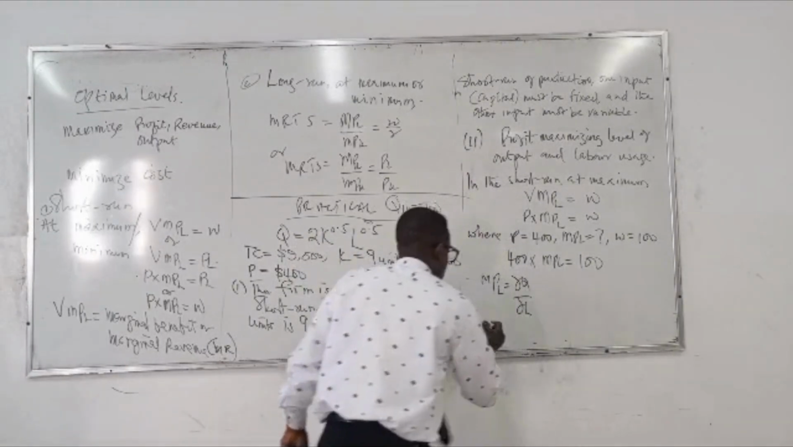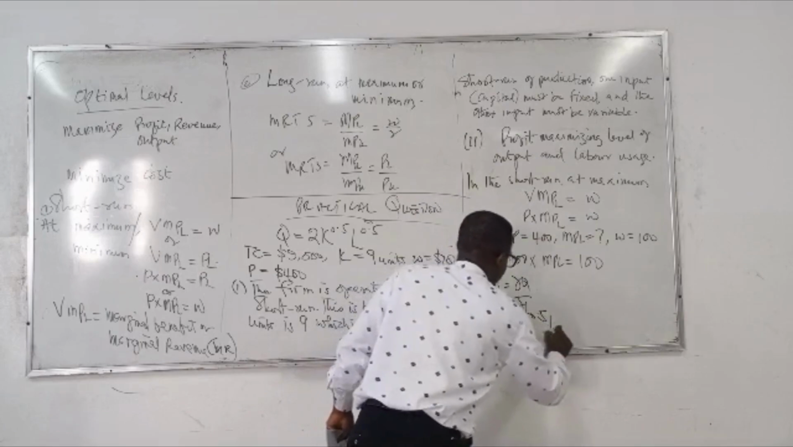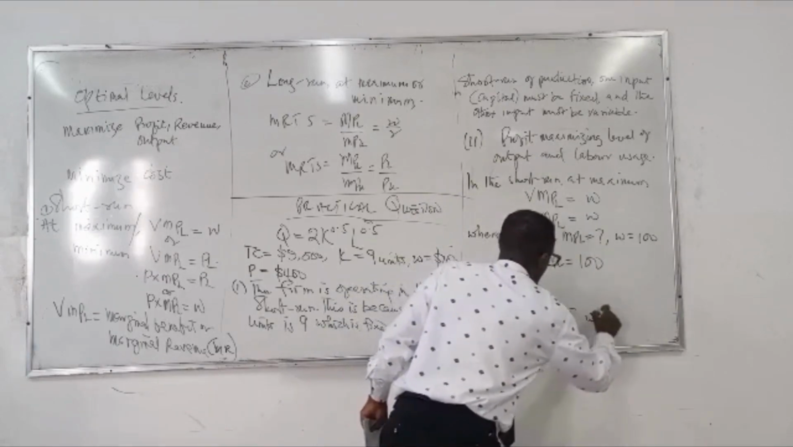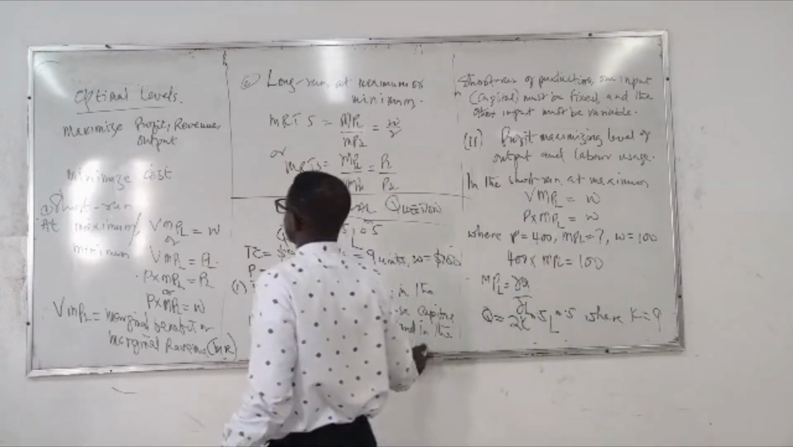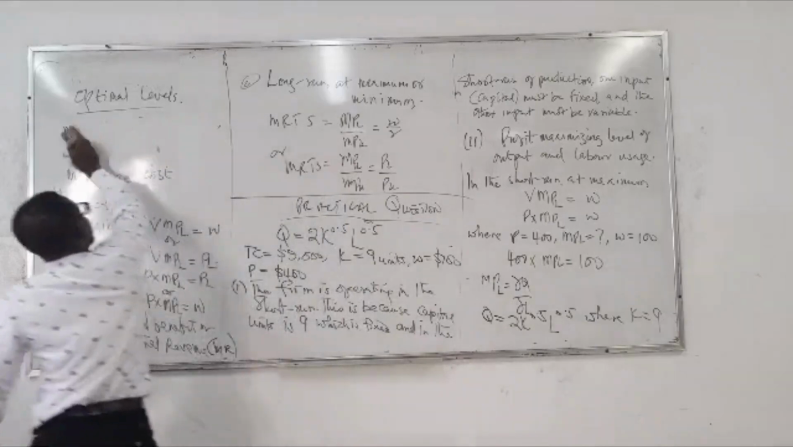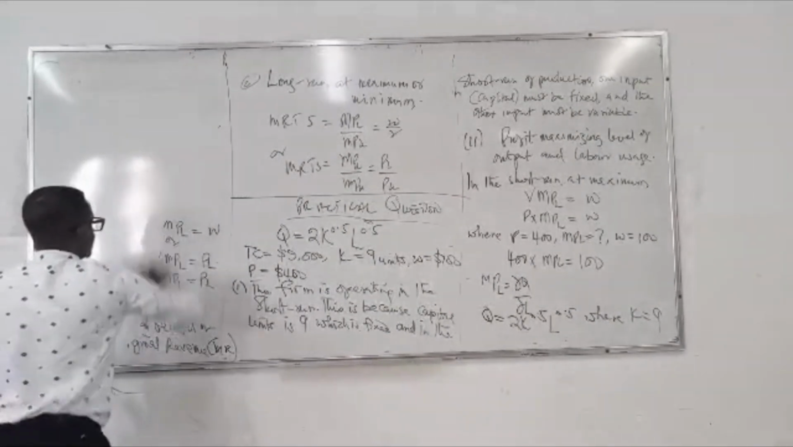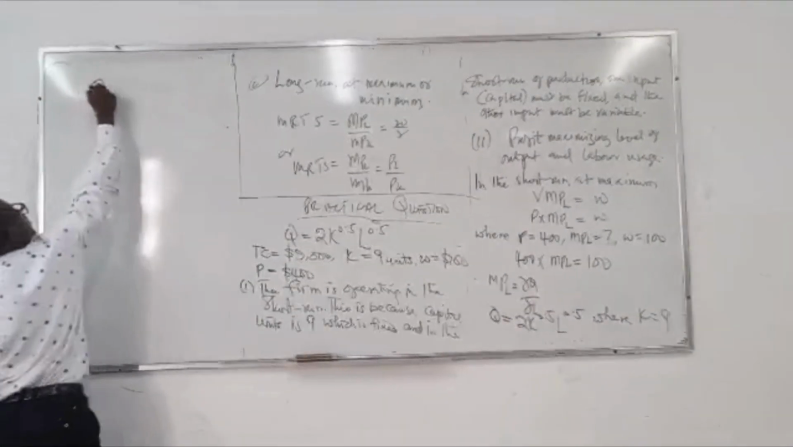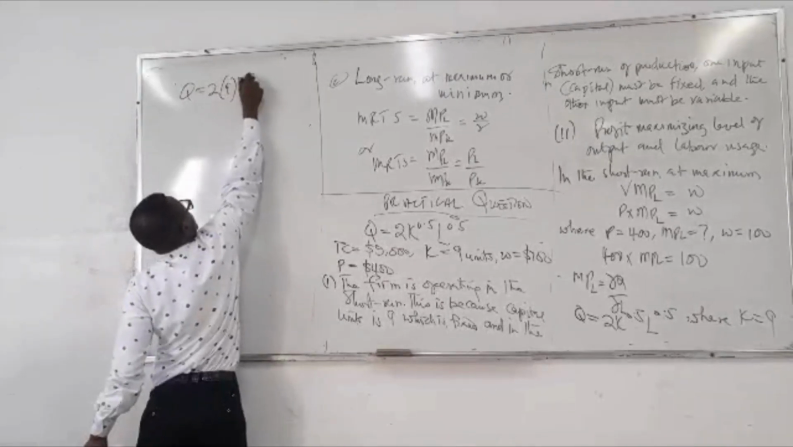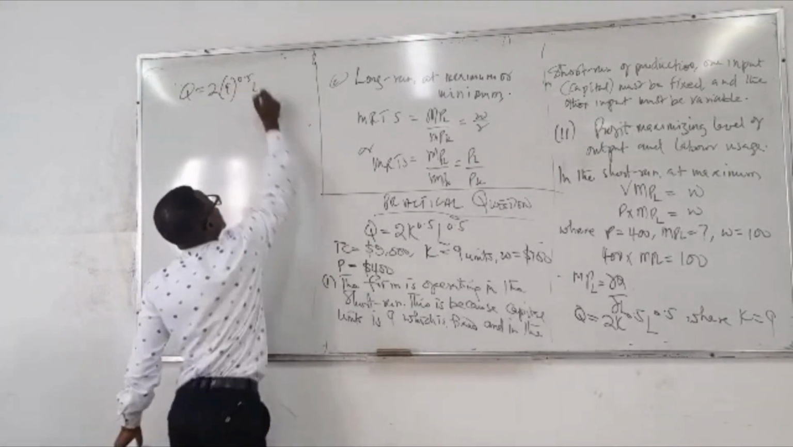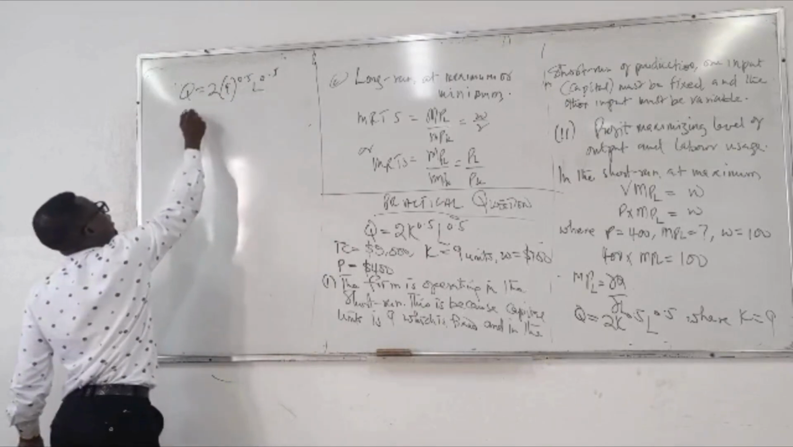So before we can differentiate this, we say Q equals 2K^0.5 L^0.5, where K equals 9. So we're going to have Q equals 2 times 9^0.5 times L^0.5.